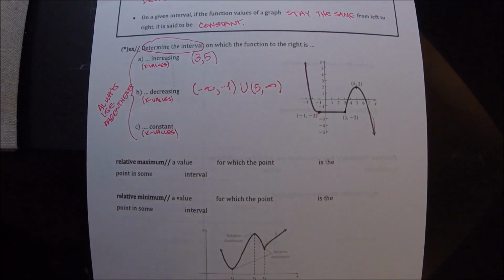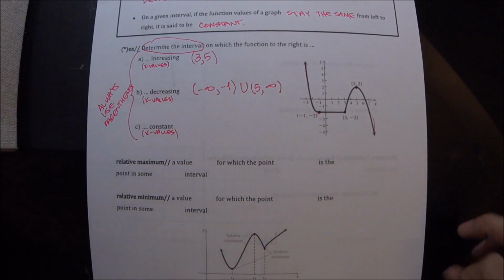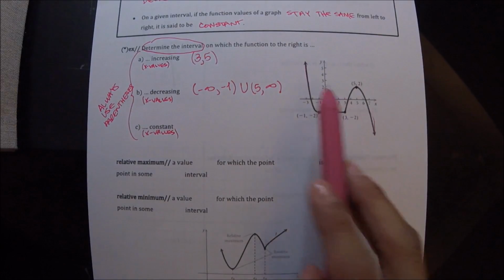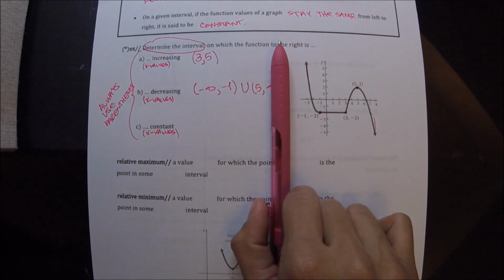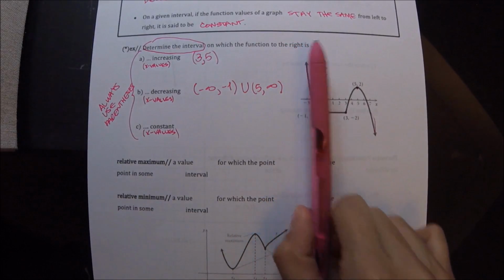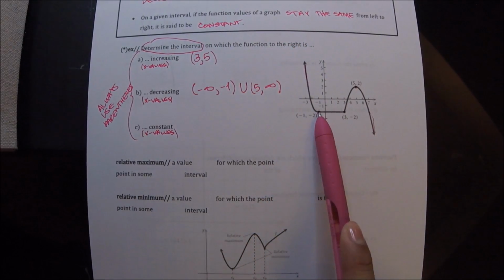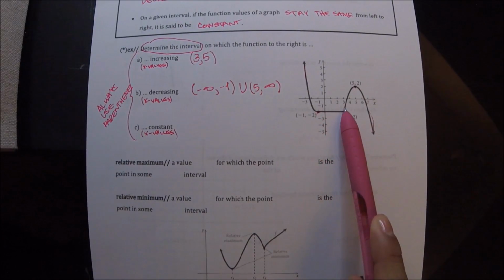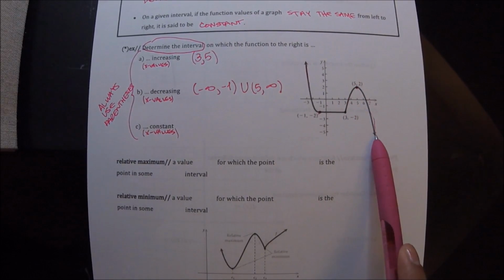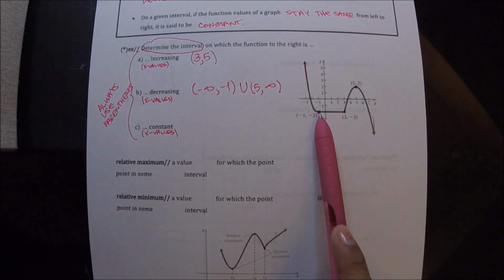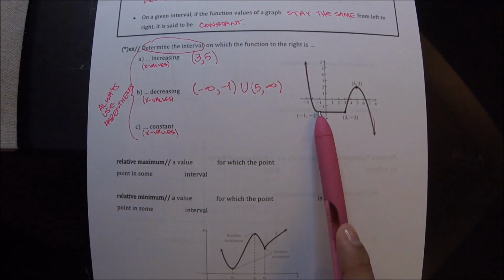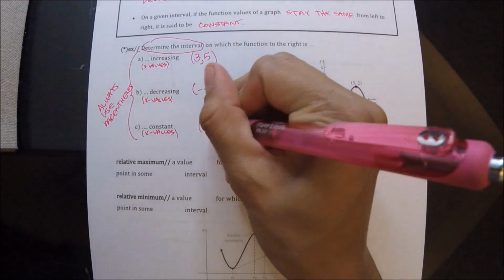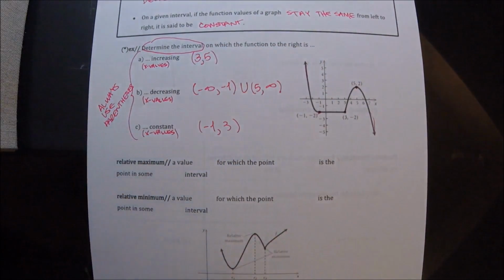Let's go down to part C. Where is the graph constant? That means it's not going up and it's not going down. It's just staying the same. Well, if we start from negative infinity and start going to the right, we see it starts being constant right at this point. It stays the same until there, and then it starts going up, and then it starts going back down. So the only time it's constant is from here to here. And those x values are negative 1 up to 3. So negative 1, 3, and we're going to use parentheses.